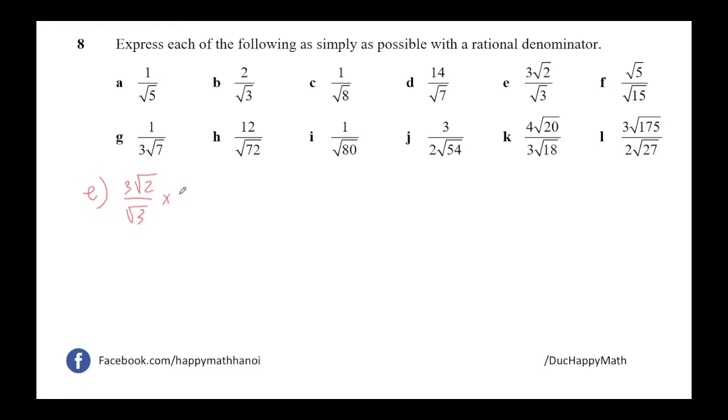Question E. In question E, you multiply the numerator and denominator by square root of 3. This means 3 times the square root of 6 over 3. So 3 and 3 cancel, and you get the square root of 6. And the last one is F.